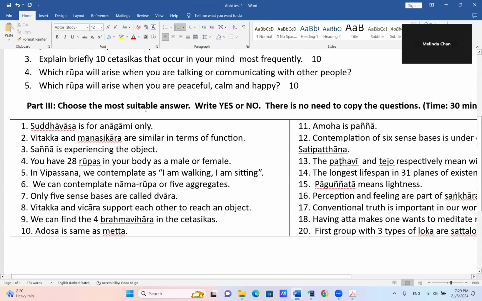Now, question number part 3 is actually interesting. A lot of people made lots of mistakes here. The moment they make a mistake, it's because they don't really understand the question or they don't listen carefully in class, I would say. The first answer, Suddhavasa. You all know who Suddhavasa is for. You see the word 'only'. Suddhavasa is not for Anagami only, because the person born there will be an Anagami, but they can practice all the way until they become Arahant. So the Anagami will be there and also the Arahant. So the answer is Suddhavasa is for Anagami and Arahant. So the answer should be no. I think most people made some mistake here.